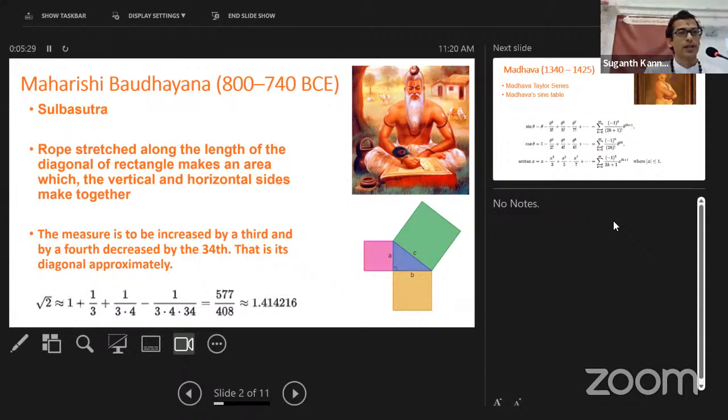Bodhayana has also given an approximation of the value of the square root of 2, which he says is 1 plus 1 over 3 plus 1 over 3 times 4 minus 1 over 3 times 4 times 34. And this is accurate to 5 decimal places.